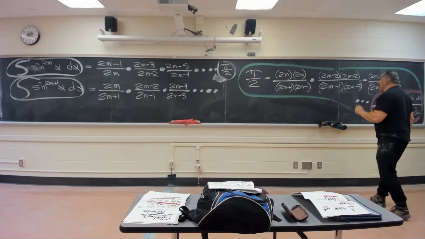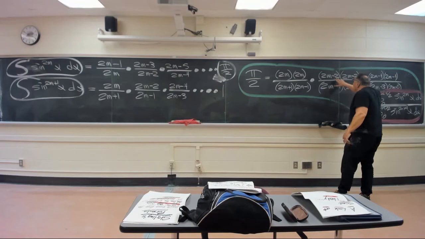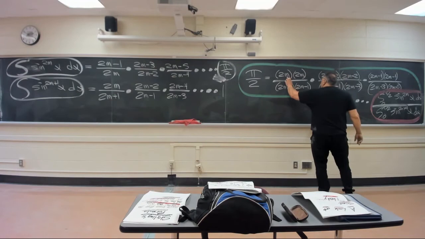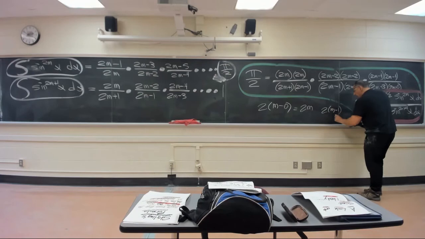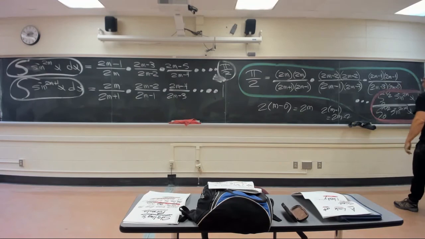Because it's 2 times 0 for this guy, for the end of it. 2 times 1, subtract 2 times 1. So basically you got m minus 0 right here, and that's 2m. You got m minus 1, and that's 2m minus 2. And you're going to get m plus 1 of those. Well, true, but there's already m plus 1 right here. So m of these from 0 to m minus 1 would get you there.